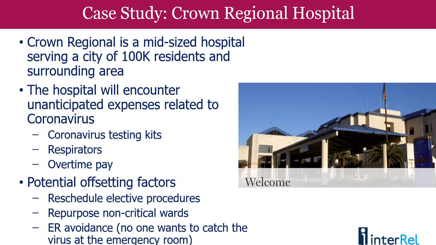Some of the impacting factors for Crown Regional will be testing for the virus, potentially costs of obtaining and maintaining respirators, masks, and other protective gear. Also, overtime pay and temporary staffing costs, and maybe even temporary facilities expenses. The postponing of elective surgeries and non-essential procedures and the fear of catching the virus will keep people away that are not infected with the virus, which should have some offsetting effect.